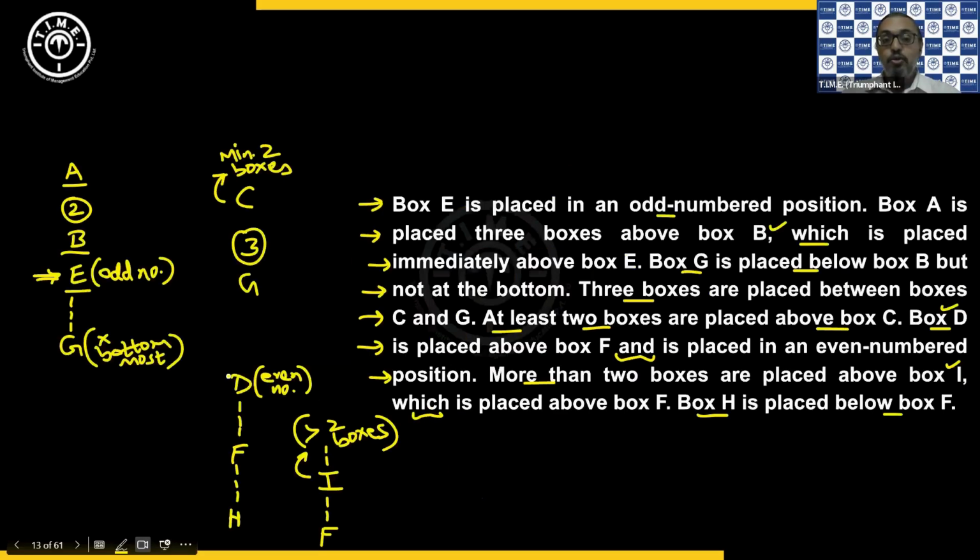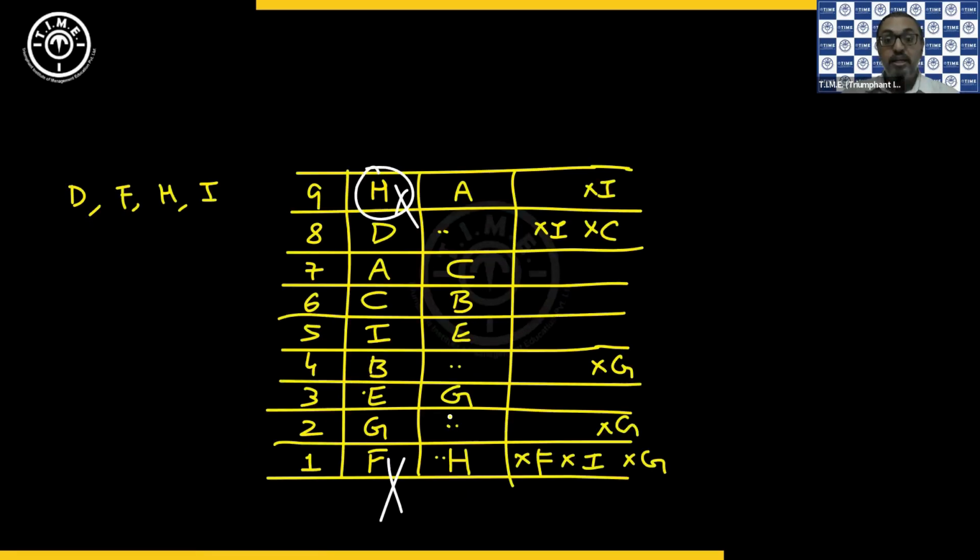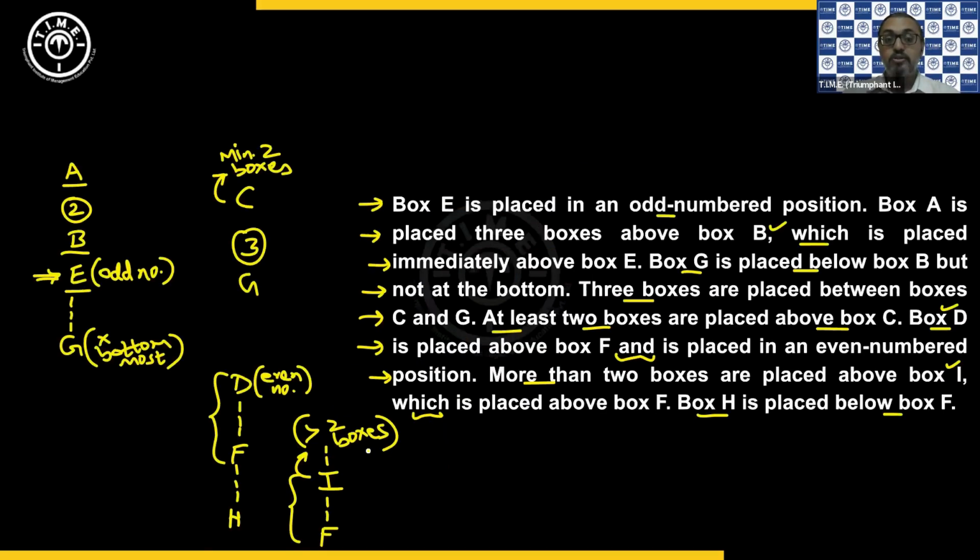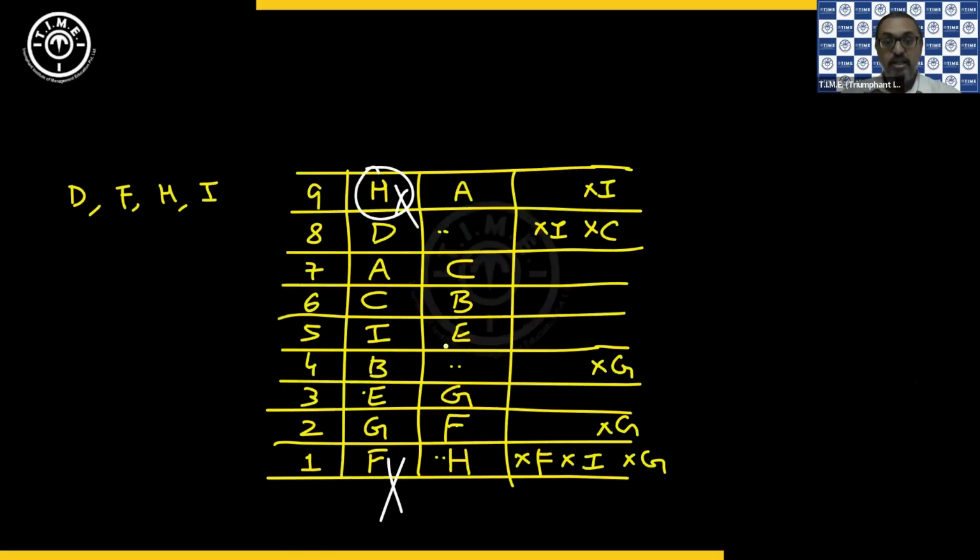Correct? And we know below D you need F. And we know below I also you need F. So both D and I should be above. Then definitely F has to occupy the 2nd position. F has to occupy the 2nd position. Correct? From the bottom. Now D and I. See, we know I cannot be placed in the 8th position. Why? Because of this condition. More than 2 boxes should be there above I. So that is why I will occupy the 4th position and then the remaining person D will occupy the 8th position, which is, by the way, an even number. So that way we get our final arrangement.